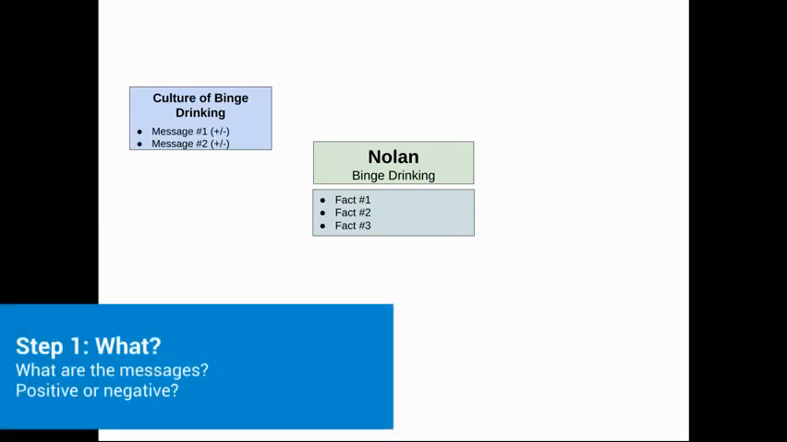Then, around the center, you're going to add sticky notes or circles or boxes with the 4 main influences that Nolan experienced and the messages that he received from each of those. So the first box should be the culture of binge drinking or the culture of fraternity life on college campuses, and 1 or 2 of the messages that he received from the culture and noting whether they're positive or negative.